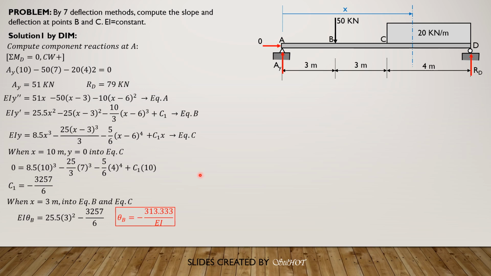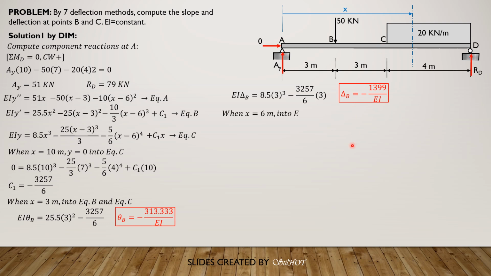Then into equation C, EI delta B equals 8.5 times 3 cubed, 0, ignore, minus 3257 over 6 times 3. So delta B is equal to negative 1399 over EI. So obviously it is negative, it is below the x-axis, the deflection at B.